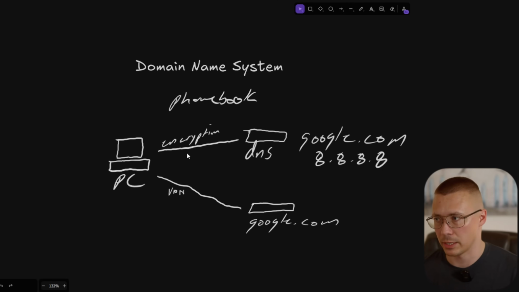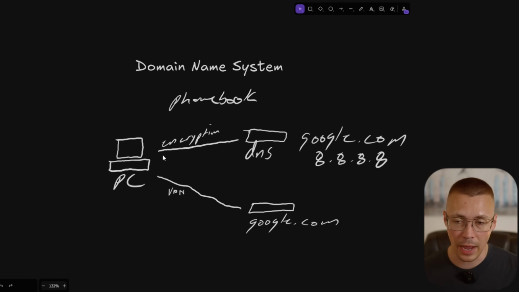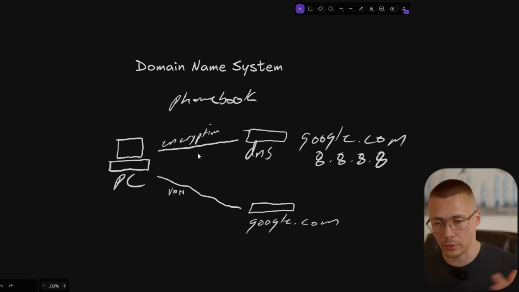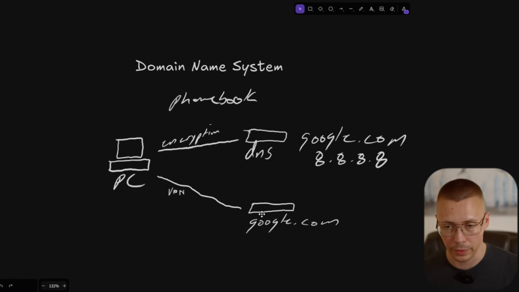And some services like Google, of course, have multiple IP addresses for all the different services that they provide. So your DNS server has to send back a response saying, okay, you want to go to google.com? Here's the IP address, 8.8.8.8. Then you can go connect to google.com.